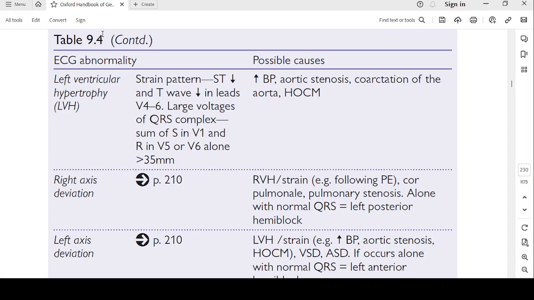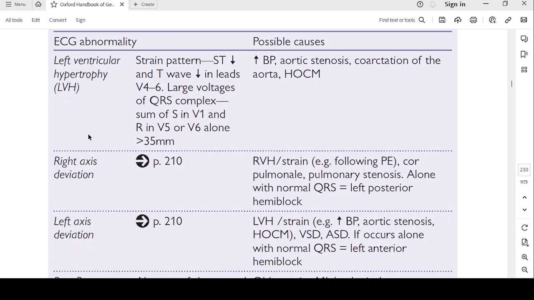Table 9.4 continued, ECG abnormalities, left ventricular hypertrophy. Left ventricular hypertrophy also shows a strain pattern, with ST depression and a T wave inversion in leads V4 to V6. So what we have seen is that if the strain pattern is found in V1 to V3, then it is right ventricular hypertrophy, and if the same strain pattern, that is ST depression, T wave inversion in V4 to V6, it is left ventricular hypertrophy.